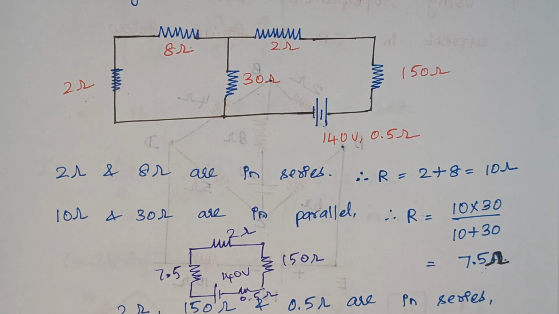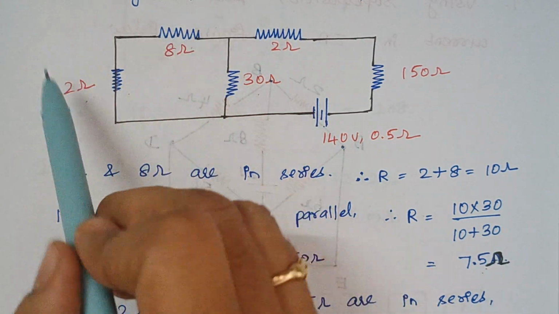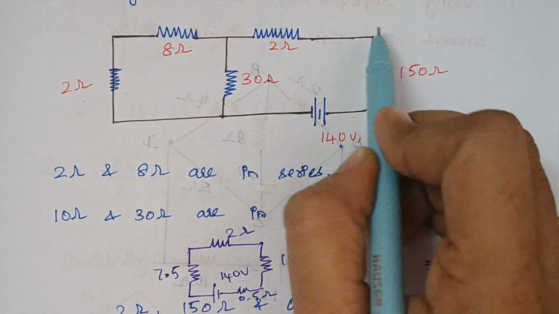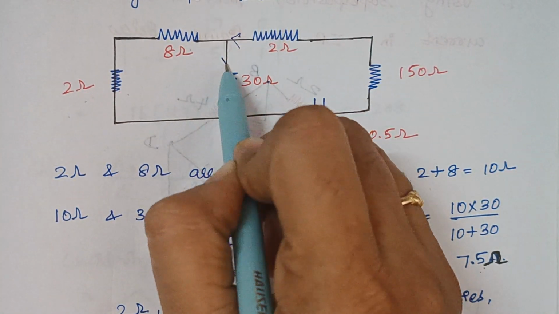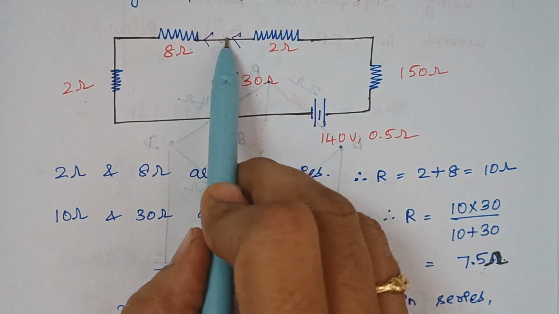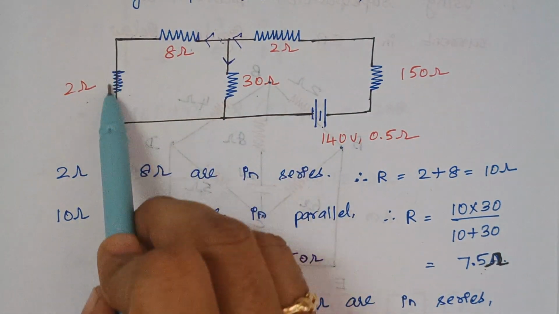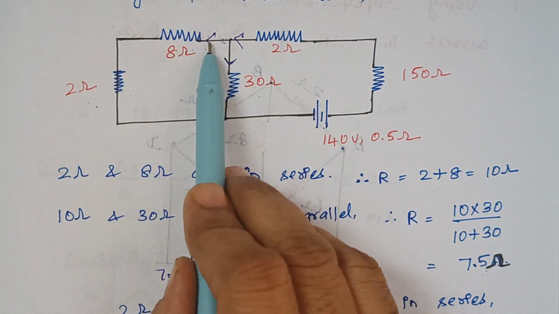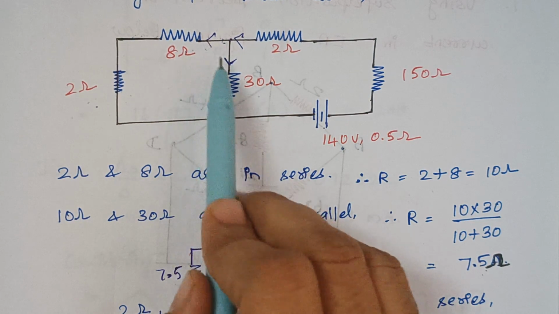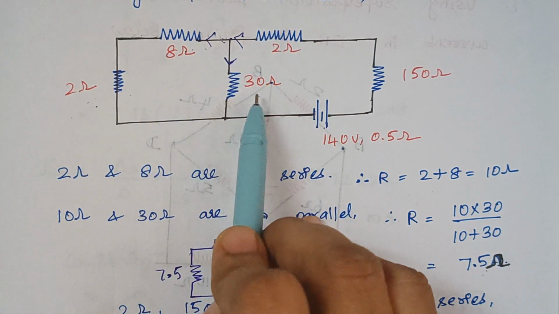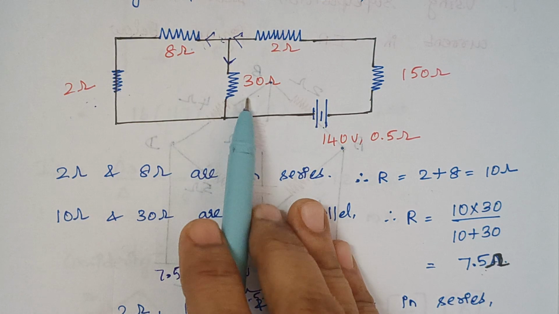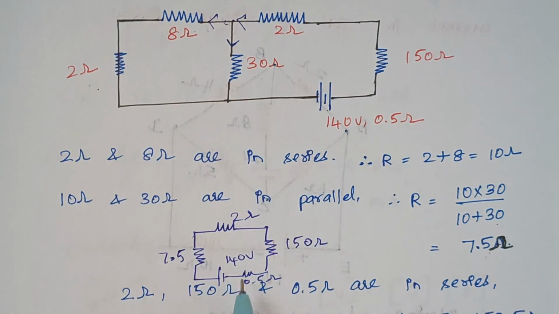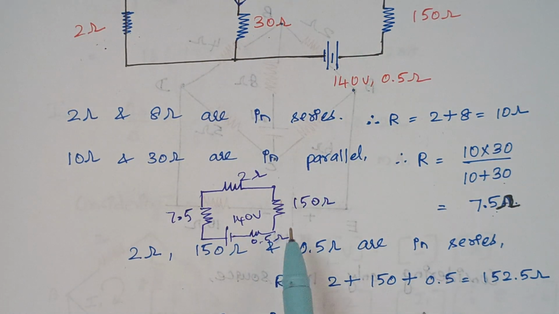Can you guess? These two are in series, because current flows in this way, since we have the source here. The current flows this way, and here it gets divided into two. The same current flows through this 8 ohm as well as through this 2 ohm, so 8 plus 2 gives 10. At this node the current divides between these two, so these two resistors are in parallel combination. Therefore 10 into 30 divided by 10 plus 30 gives 7.5. So I simplified this circuit like this.